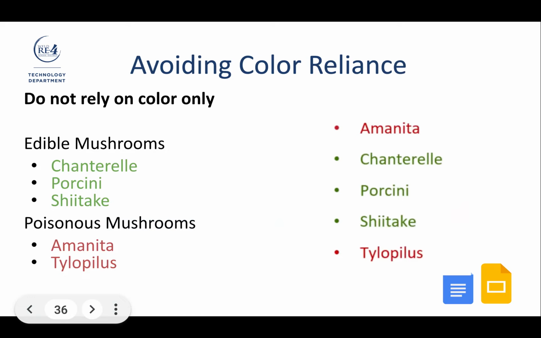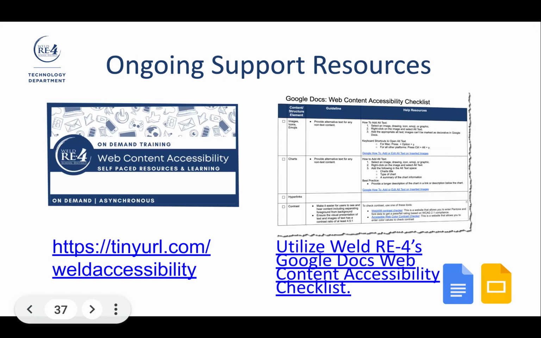Here's a graphic to describe why avoiding color reliance is important. On the right-hand side, if I were to just provide that list to someone who experiences a red-green colorblind scenario, this list might be dangerous. On the left-hand side, if I split it up and use text descriptors and the use of color, this becomes much more accessible to all of my audiences.